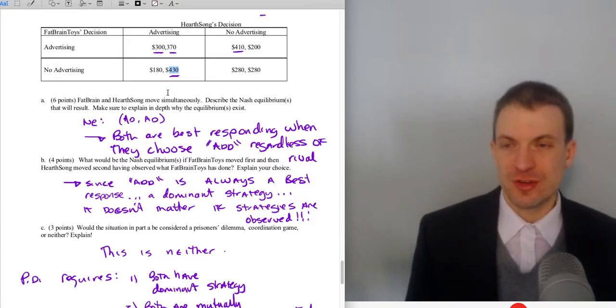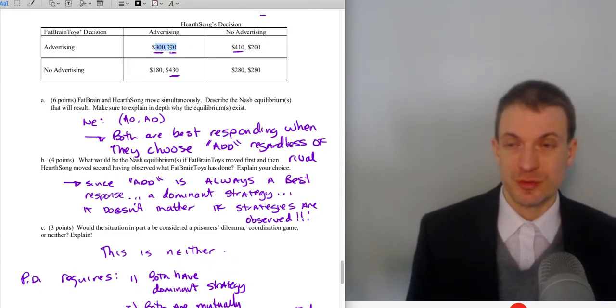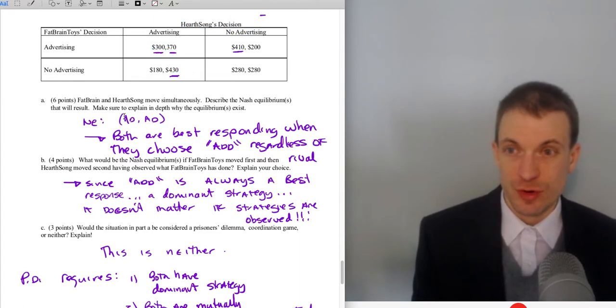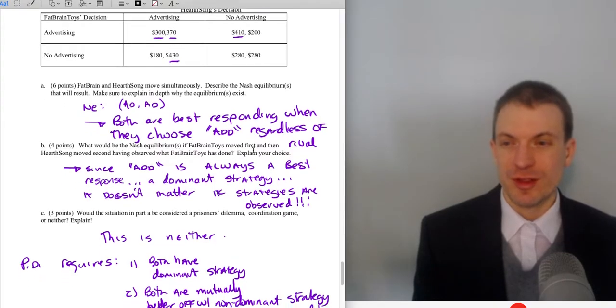Both have a dominant strategy. Not all Nash Equilibria involve dominant strategies, but if somebody has a dominant strategy, that must be part of any Nash Equilibrium. So the Nash Equilibrium is here. We see that because that is where we have two underlines in the cell. Underlines mean you're best responding. Since both are best responding, nobody wants to be the only one to switch. So that reinforces this Nash Equilibrium. The Nash Equilibrium is advertise, advertise. Notice it's advertise, advertise, not 300, 370. Those are the Nash Equilibrium payoffs. Both are best responding when they choose advertising regardless of the rival.